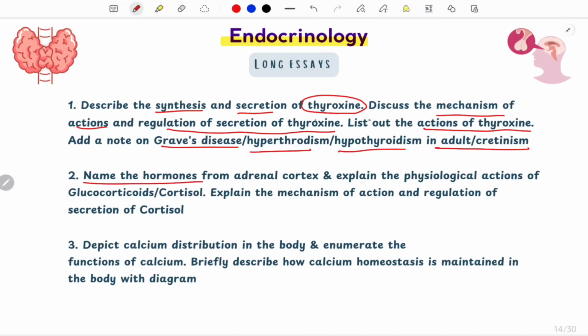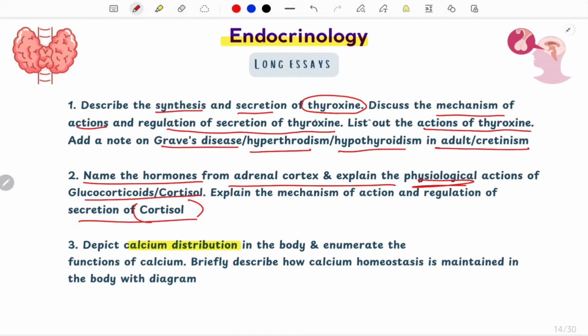And the second question is, name the hormones from adrenal cortex and explain the physiological actions of glucocorticoids or cortisol. Explain the mechanism of action and regulation of secretion of cortisol. This can vary here, okay? They can ask for different hormones, okay? Just keep this pattern here, and any hormone can be asked in place of cortisol at this place, also in the place of thyroxine. This one is important. Actually, I wrote this for my university exam.